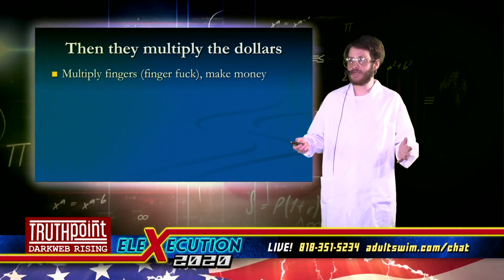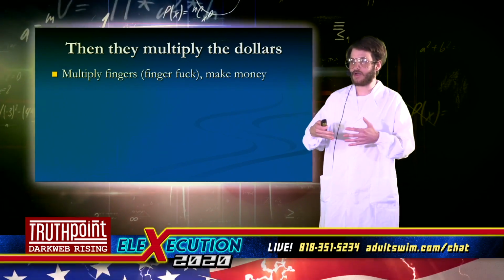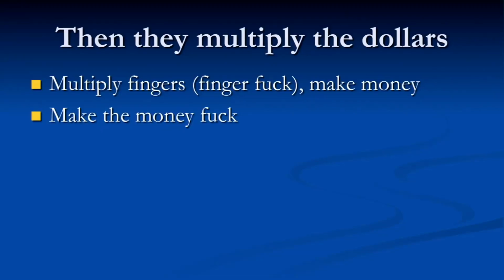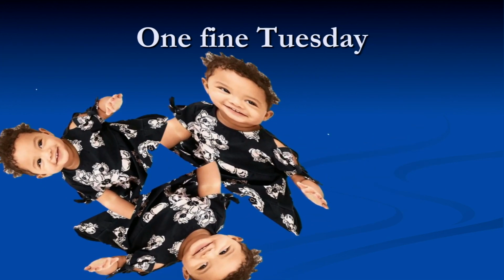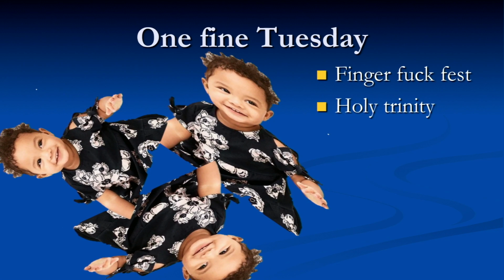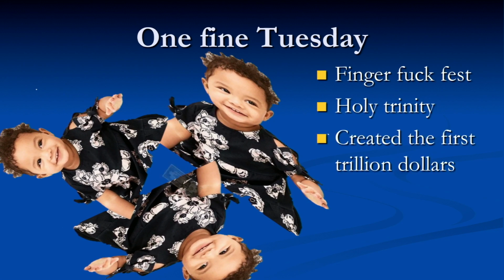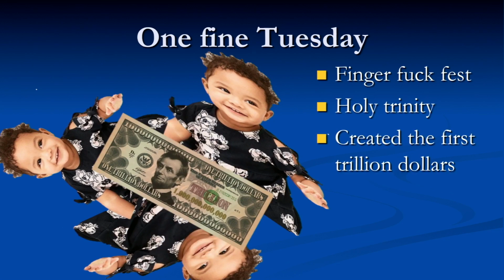So now they're multiplying their dollars, all right, which is finger fucking, and they're making that money, and now you make the money fuck, right? And now you never run out of money. So one fine Tuesday, the 3 toddlers are having a finger fuck fest, and they invent the Holy Trinity there, and they created the first $1 trillion. Oh my God! But you can see that they have 3 free hands there. You see those 3 free hands?